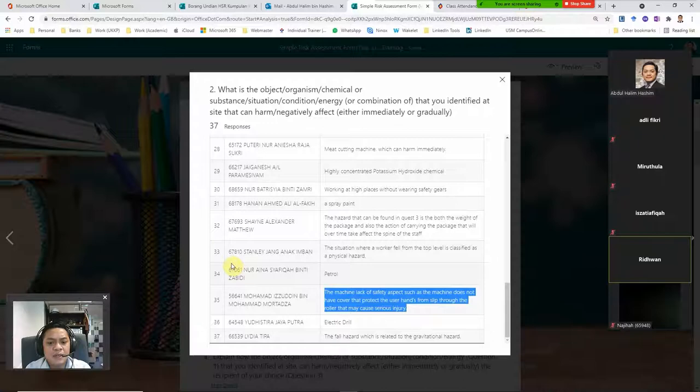Specifically, if this object is a machine, that's good. But machine is still very general. What kind of machine? If you have a very specific machine with its name and its model, then that will be very good, because it gives me the idea of what we are dealing with. So don't put just machine. It's wrong.